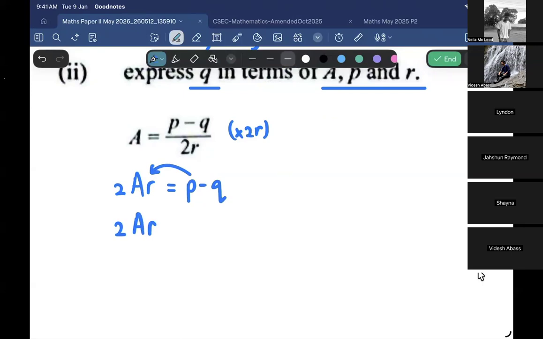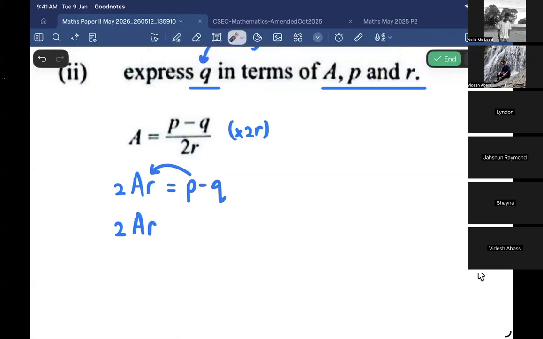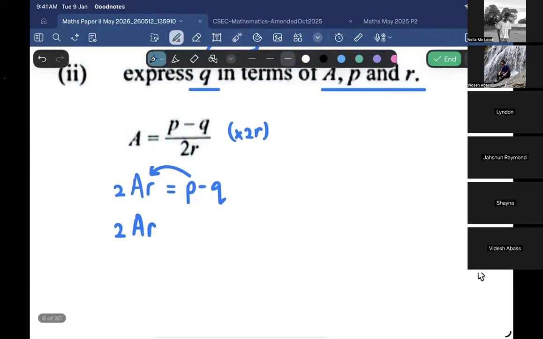Nah. Let me show you this in a different way. So you want to get rid of P, right? What would I do to get rid of P? Would I add P? Would I take away P? Would I divide P? You take away P. I would take away P on both sides. So should it be 2ARP or should it be 2AR minus P? 2AR minus P. Good.